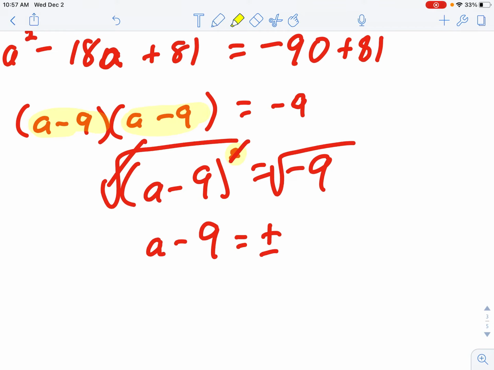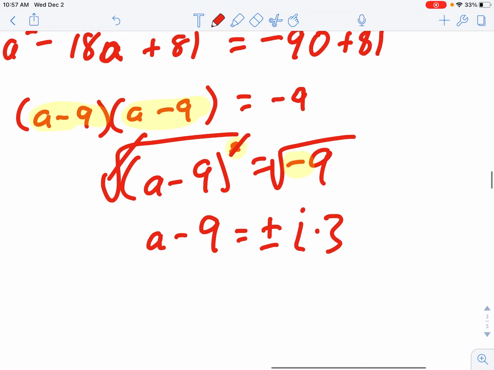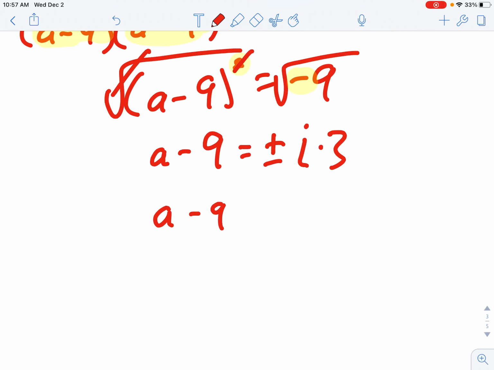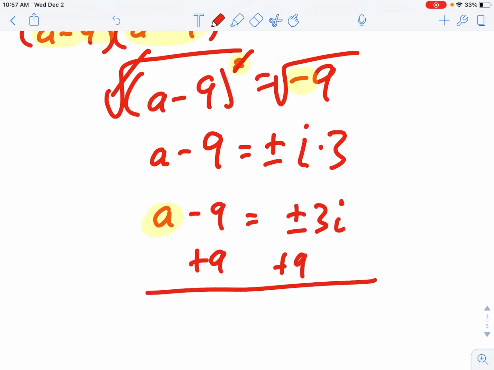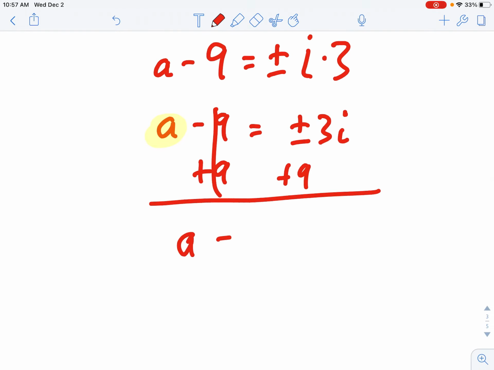We're square rooting a negative, so remember, anytime you square root a negative, you can't really square root a negative, but you can make it imaginary, so that's i. And then finally, the square root of 9. What is the square root of 9? Well, that's 3. So really, it's a minus 9 equals plus or minus 3i. We're not quite done. We still need to isolate a, so I have to add 9 to both sides. So a equals. Now, you might look at this and say, oh, it's plus or minus 3i plus 9.